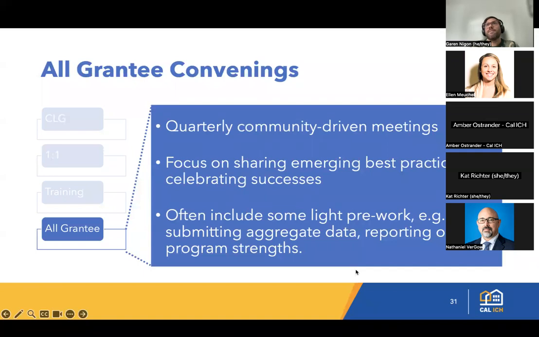The last way that we do technical assistance, or the fourth way, I'm sure we'll come up with some more, are these quarterly all grantee convenings. We like for these to be community driven. We focus on sharing emerging best practices and celebrating successes. They often also include some very light pre-work. For this past all grantee convening in September, we asked folks to submit some aggregate data to us. For the previous one in June, we asked for strengths or TA opportunities that people see to learn more. So a lot of the content on these convenings will be facilitated around those submissions that we ask for from you.